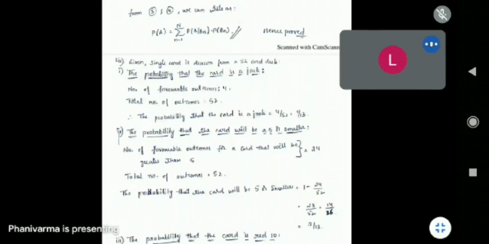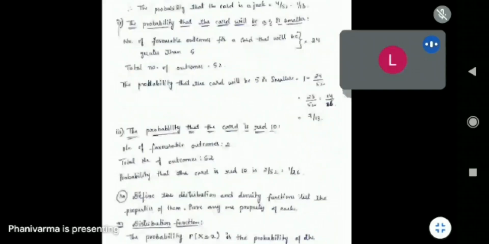The probability of the card that will be 5 or smaller is, when we subtract 1 minus 24 by 52, we get the answer, that is 7 by 13. The probability that the card is red, 10. Number of favorable outcomes is 2, as we have only 2 cards. The total number of outcomes is 52, so we divide 2 by 52, that is 1 by 26.